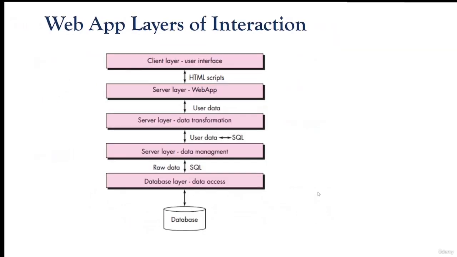Now let's talk about the web app layers. Normally the web application has these layers: the client layer, the server layer, which is the web app, then the data transformation layer. Here your backend will come, the data management, and all the data coming from the front end to the back end are stored in the master database.